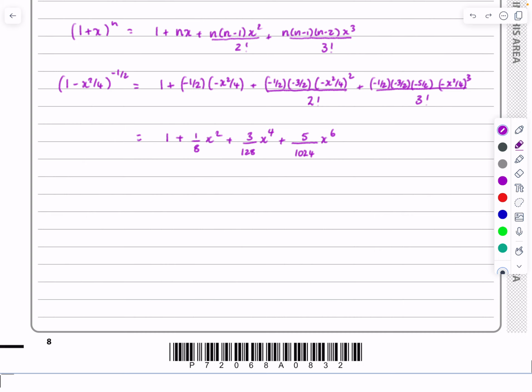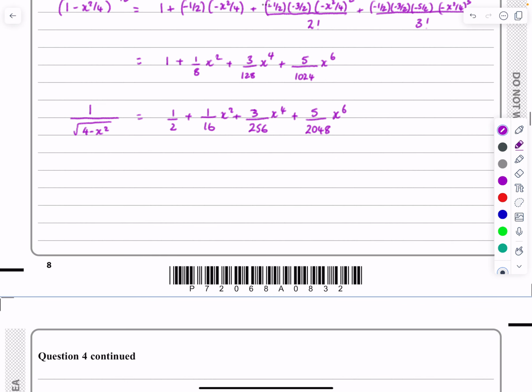So actually the bit that I wanted, which was 1 over the square root of 4 minus x squared, is actually a half of all of that. So it's a half. It's 1 over 16 x squared. It's 3 over 256 x to the 4. And it's 5 over 2048 x to the 6.